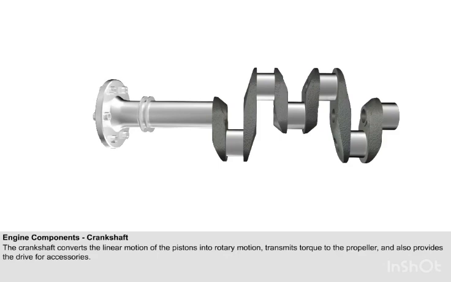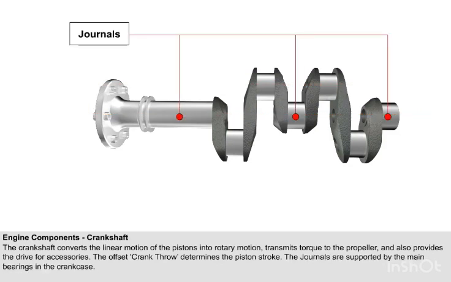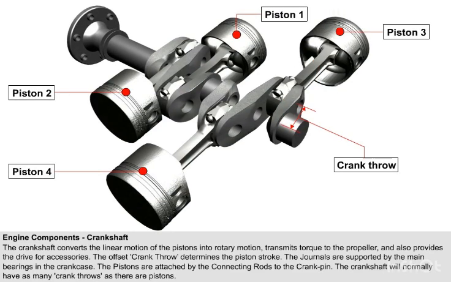The crankshaft converts the reciprocating or linear motion of the pistons into rotary motion, and transmits torque to the propeller, and also provides the drive for accessories. The offset crank throw determines the piston stroke. The journals, the main part of the shaft, are supported by the main bearings in the crankcase. The pistons are attached by the connecting rods to the crank pin. The crankshaft will normally have as many crank throws as there are pistons. That is, 4 throws for a 4-cylinder engine.